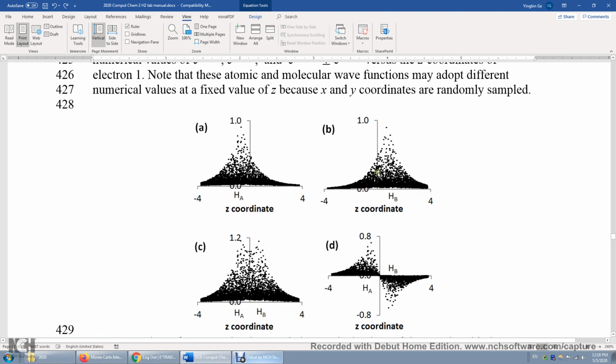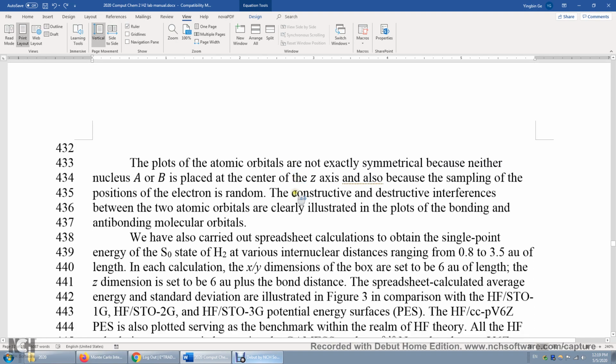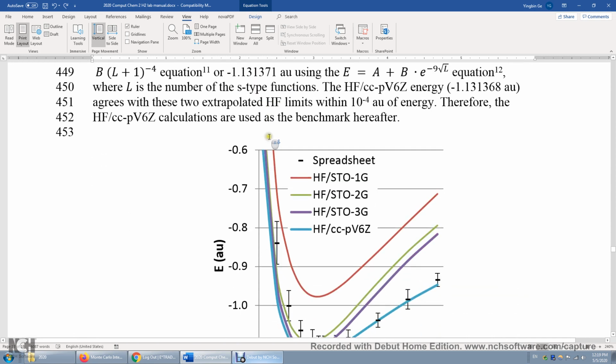So I'm showing you those are atomic orbitals centered at nucleus A and nucleus B. Those are molecular orbitals centered at A and B. At the same time, in the middle, there's constructive interference. This is sigma star. It's 0 in the middle. There's a nodal surface in the middle. Again, this is the paper.